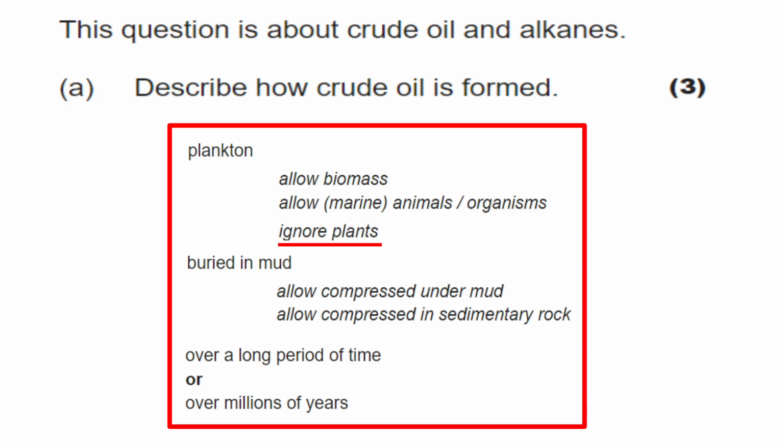Describe how crude oil is formed: plankton or marine animals. Ignore plants. Plants had not evolved at this stage. It was microscopic organisms buried in mud or compressed under rock over millions of years.